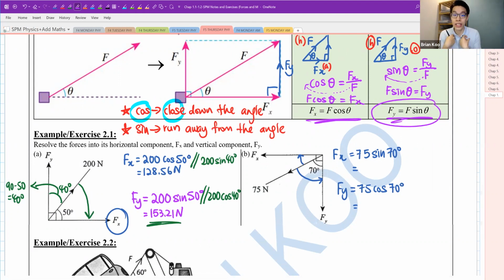Yeah, this is just my way of teaching it. Your school teacher maybe would ask you to draw every time. But in SPM, you can write your answer straight away like this. Okay, 75 Newton, run away from 70 degrees. 75 Newton, go towards 70 degrees. Okay, so the final answer would be 70.48 Newton or 25.65 Newton.